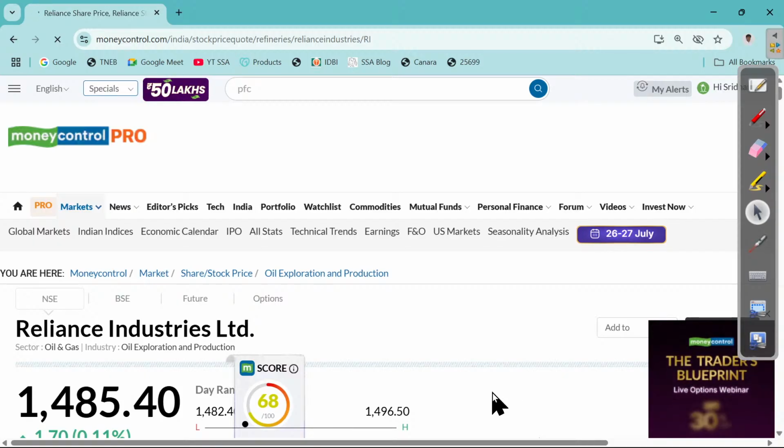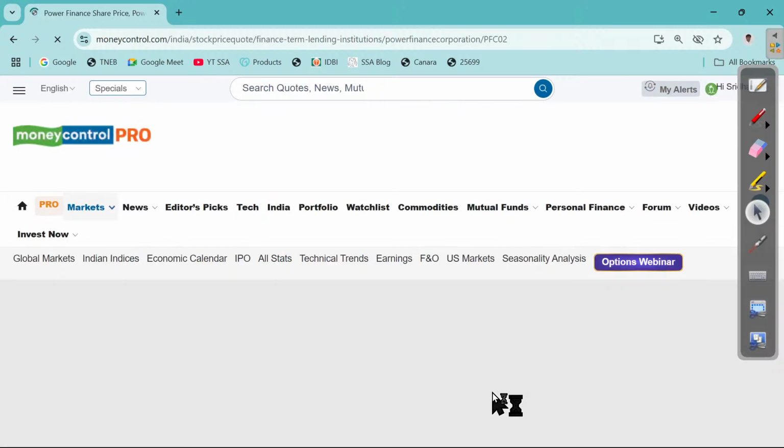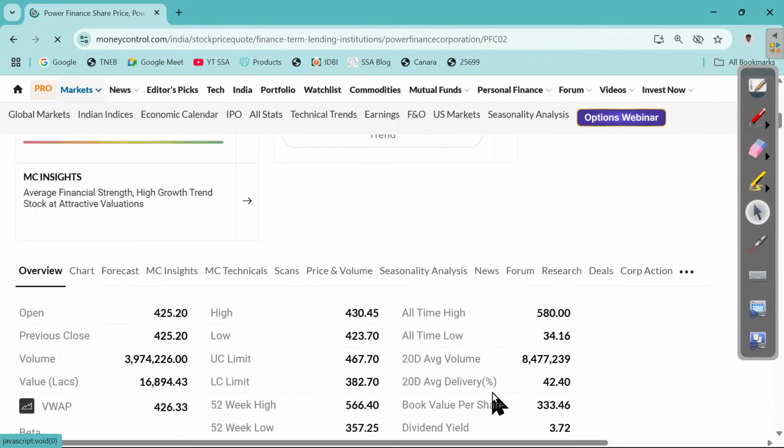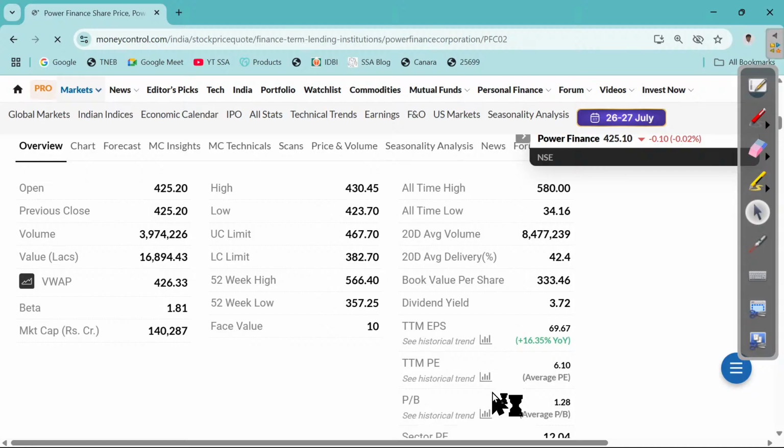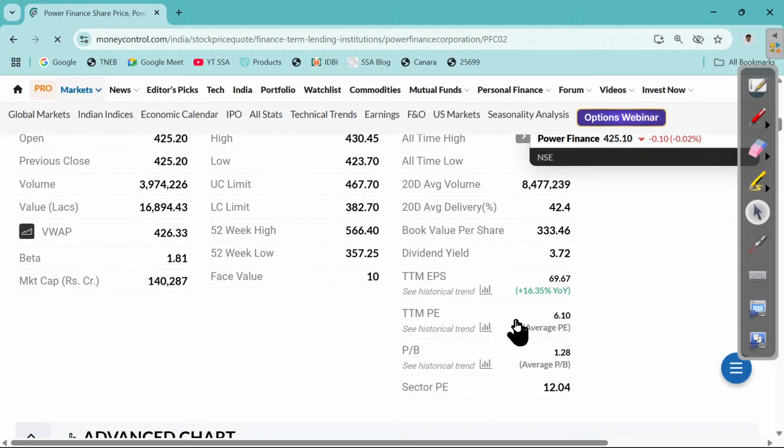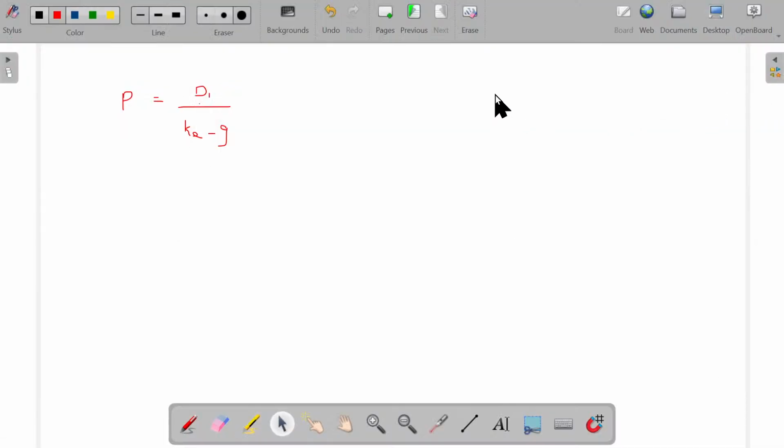Net is very slow. The growth rate is 16 percentage. Dividend is almost closer to 4 percentage. Current price is 425. I'll record all these values. Current price is 425. Dividend is 3.75 percentage.